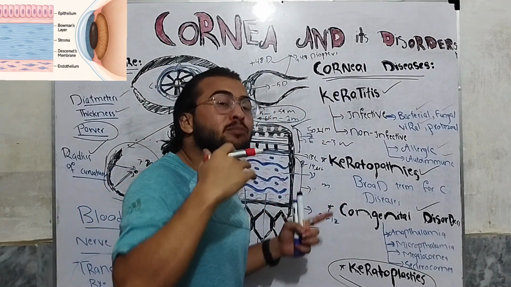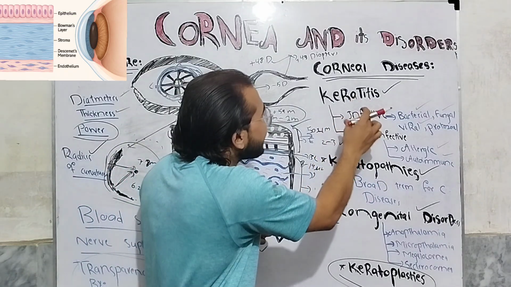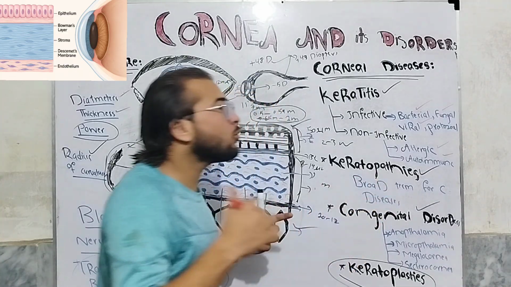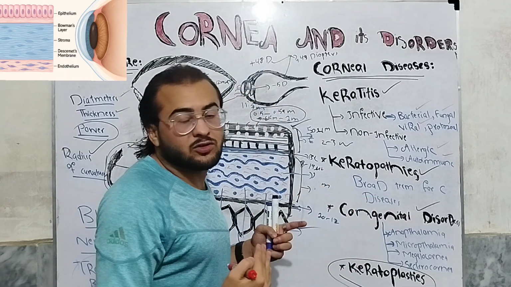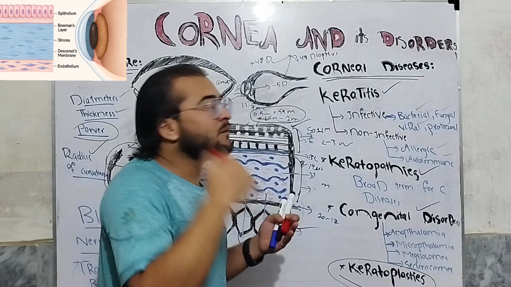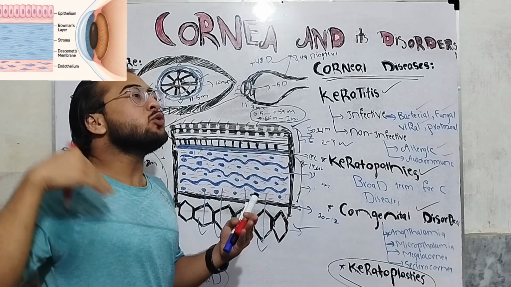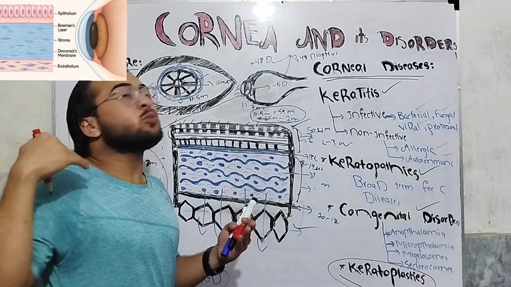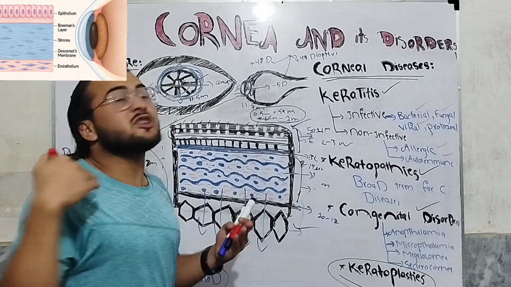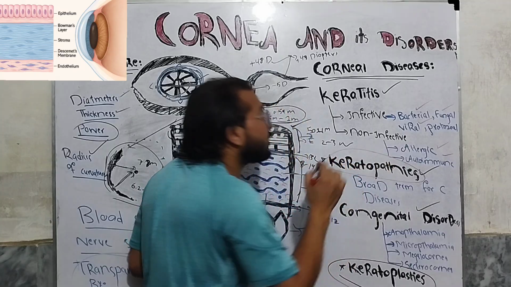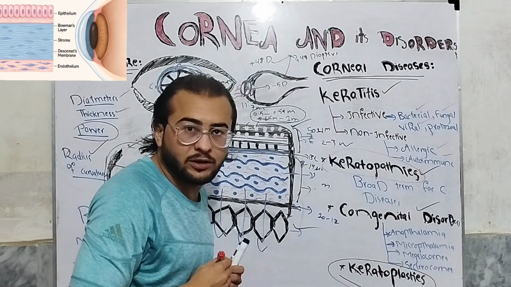Keratopathies is a broad term, as keratitis means the inflammation of cornea, but keratopathies involve many other disorders of the cornea. For example, if there is a problem in the cornea due to eyelid abnormalities, vitamin A deficiencies, protein deficiencies, or exposure, this is keratopathies. It is a broad term for the disorders of the cornea.